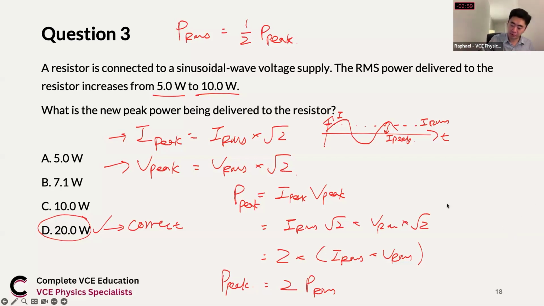So from 10 watts, that is the RMS power at the end. The peak power should be 2 times that, or 20 watts. So that should be our final answer. Same as before, if you've got any questions, feel free to shoot us a message and we'll answer it for you. Otherwise, we'll move on. Maybe a few seconds for you guys to copy this down and absorb it. Otherwise, we'll move on to the next question, question 4.